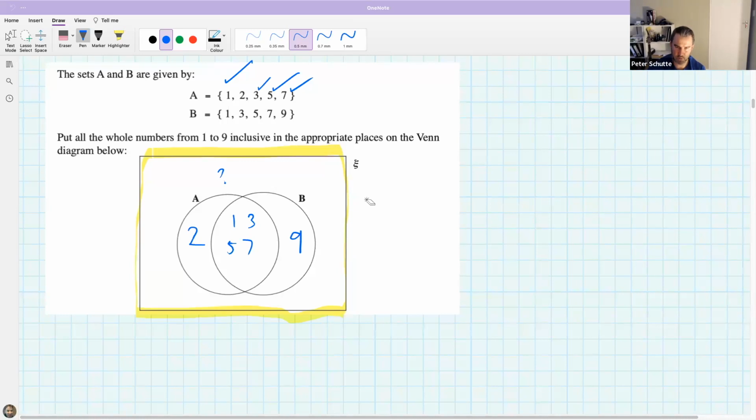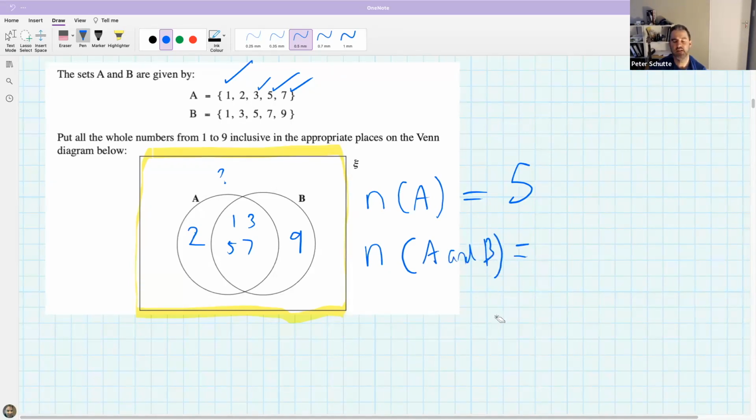Okay, some more vocabulary about stats and probability. What is the number of items in A? There are actually going to be 5 items in A, because there's 1 here and there's 4 over here. How many items are there in A and B?